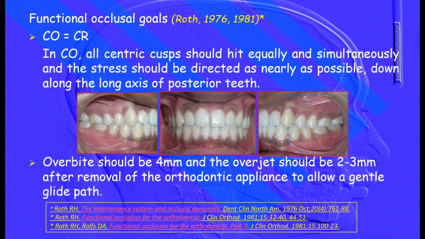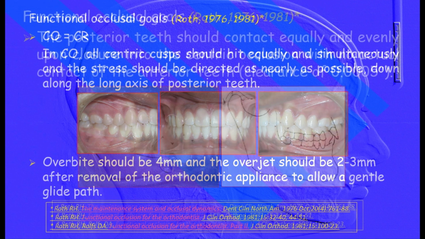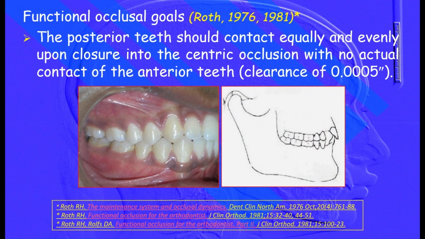At the end of comprehensive orthodontic treatment, one important thing is to obtain a stable centric relation of the mandible and all the teeth intercuspating maximally at this position. All centric cusps should hit equally and simultaneously, and the occlusal stress should be directed as nearly as possible down along the long axis of posterior teeth. From centric relation to centric occlusion, all posterior teeth should contact equally and evenly upon closure, with no contact between the upper and lower anterior teeth.